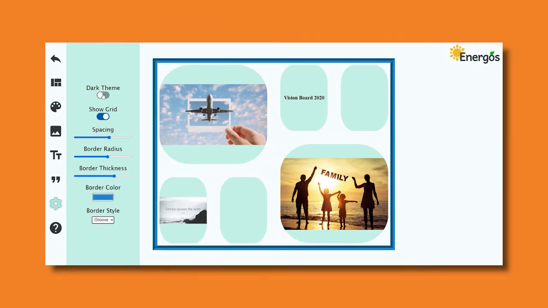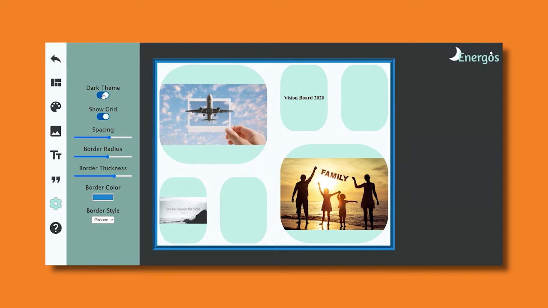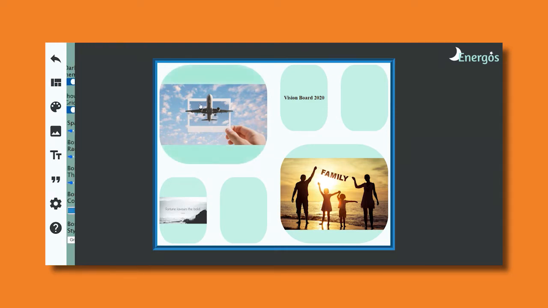Another option that can be selected to customize your experience while creating your vision board is dark mode. Select the toggle and Energos will change to a dark color palette that is a bit softer on the eyes and encourages you to reach for the moon.